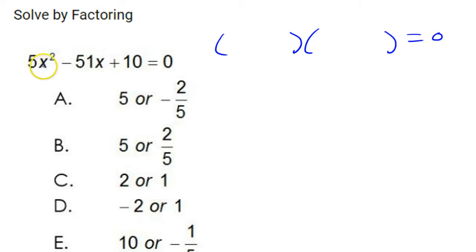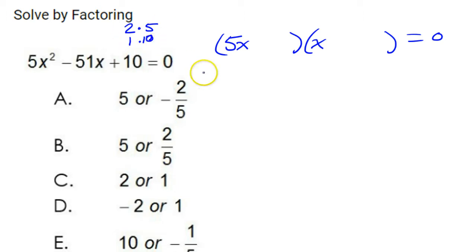Start by looking at the 5x squared. What times what makes 5x squared? Well, that could only be 5x times x to make 5x squared. It's the only way. Next, look at the 10. There are two possibilities for 10. It's either 2 times 5 or 1 times 10.